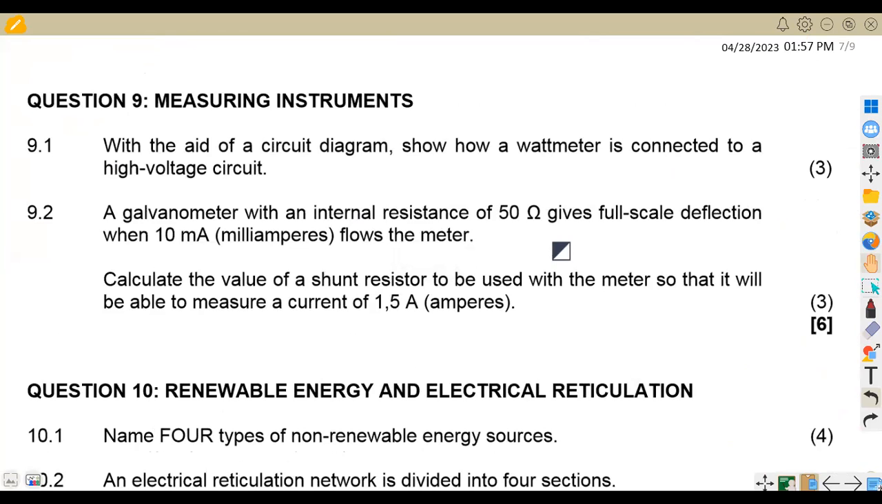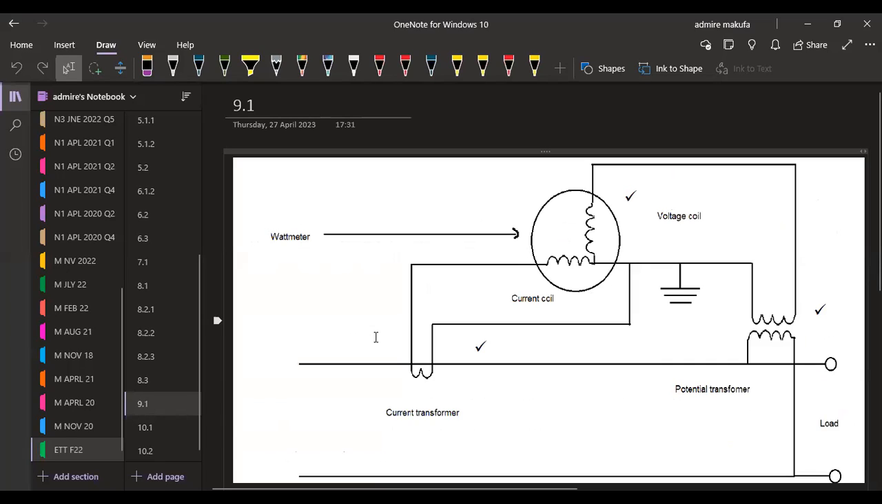So a watt meter can be connected as follows. This is what I'm having here, where we are given our watt meter at this point. We're having the voltage coil, the primary coil, the potential transformer, the current transformer. So these are the major parts that are needed in order for you to obtain the 3 marks. Okay, so that is what we had in this case.